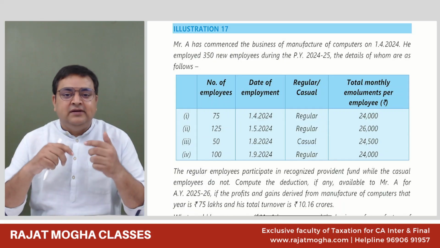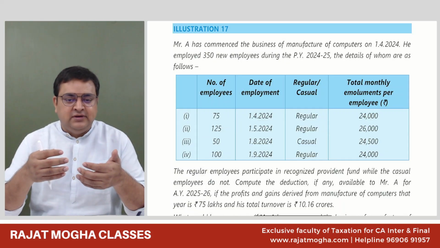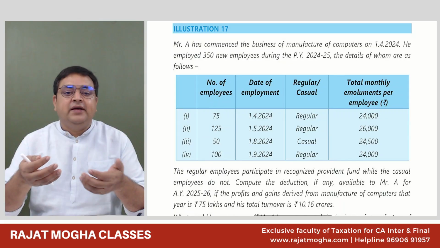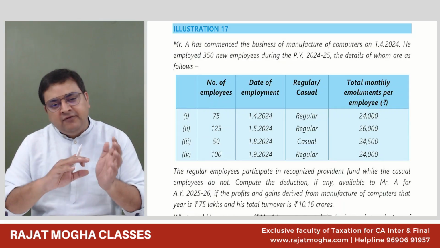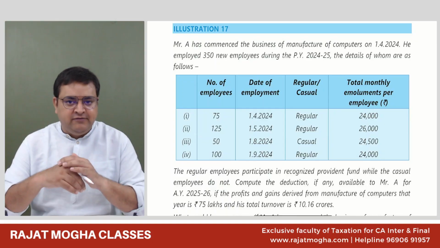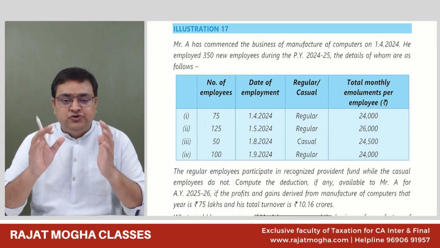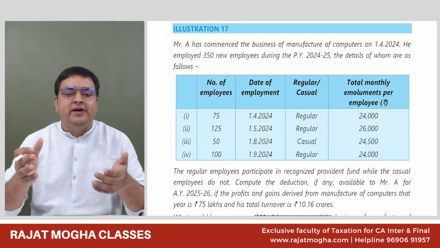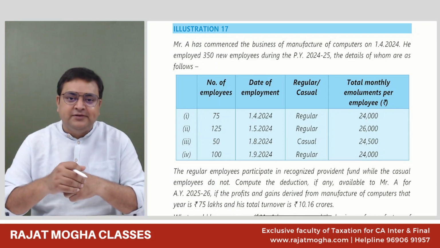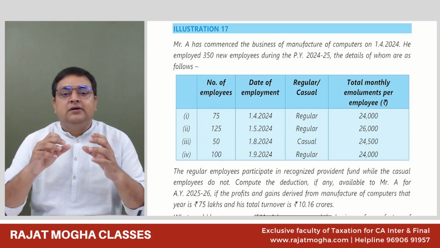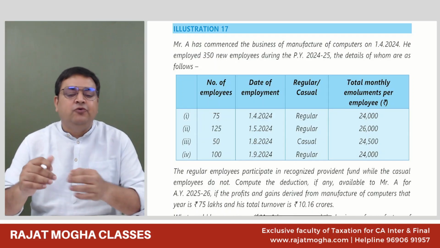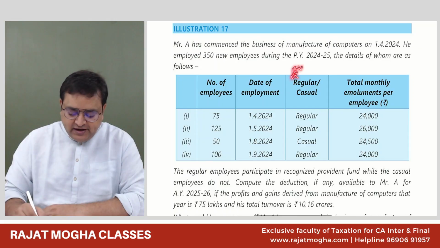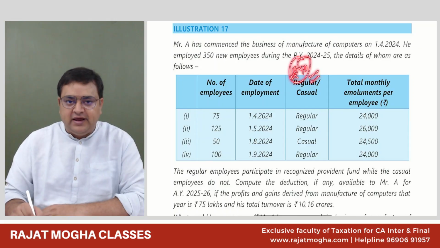Second is that they should be your regular employees. Regular means those who participate in recognized provident fund, and the employees who do not participate in RPF, we will call them casual employees. No, we will not give it, because we want it to be a real type of employment you are giving. So it should be regular employees. Third, the number of days they would have worked in your organization is minimum 240 days.